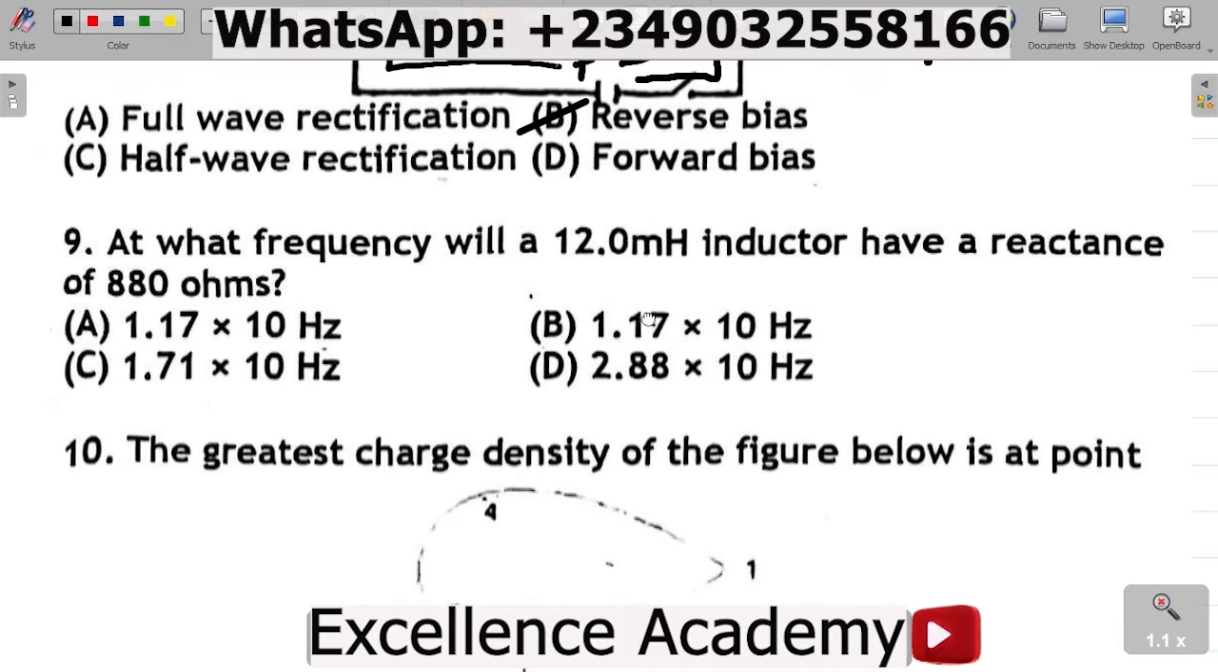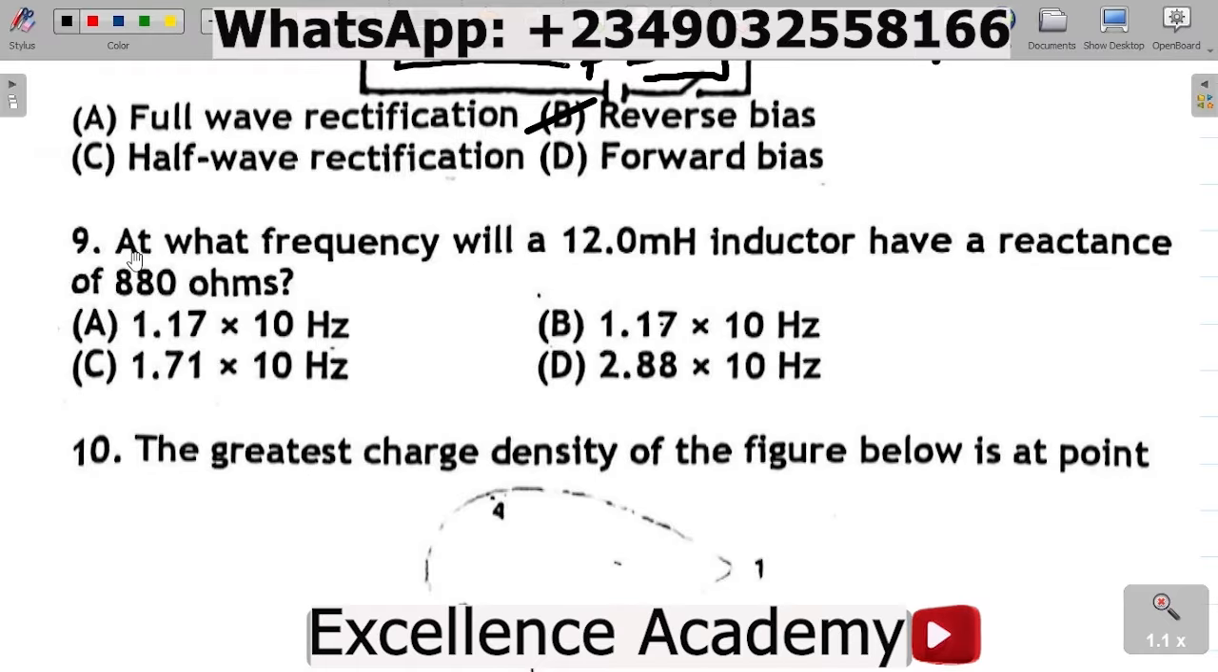Okay. Question number 9. At what frequency will a 12.0 millihenry inductor have a reactance of 880 ohms? You have your option A, B, C, and D. So how do we solve this question here? This is a question under reactance or AC circuit, right? A reactance of an inductor circuit.